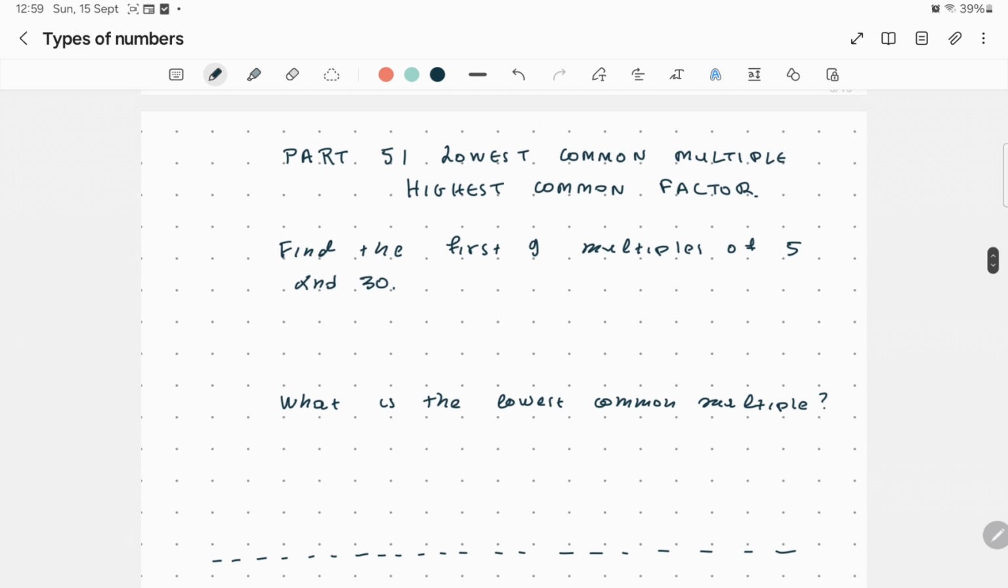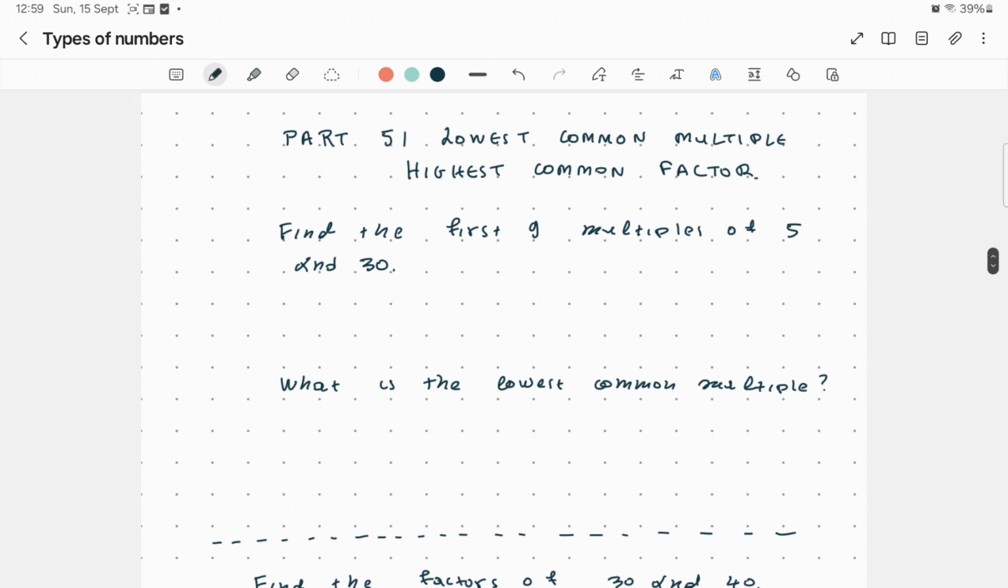Now we go to part 5, which is lowest common multiple and highest common factor. We want to find the first multiples of 5 and 30. So what we have to do is to do the times tables. So we go up by 5, so it's 10, 15, 20, 25, 30, 35, 40, 45. So how many we have here? 1, 2, 3, 4, 5, 6, 7, 8, 9.